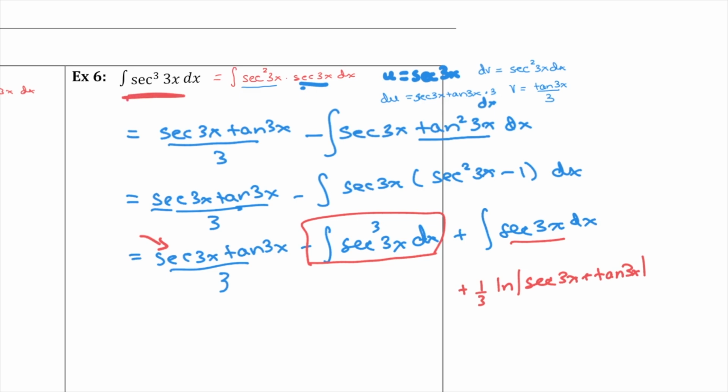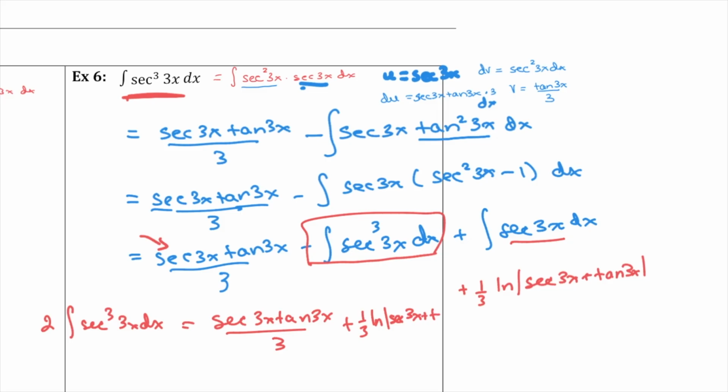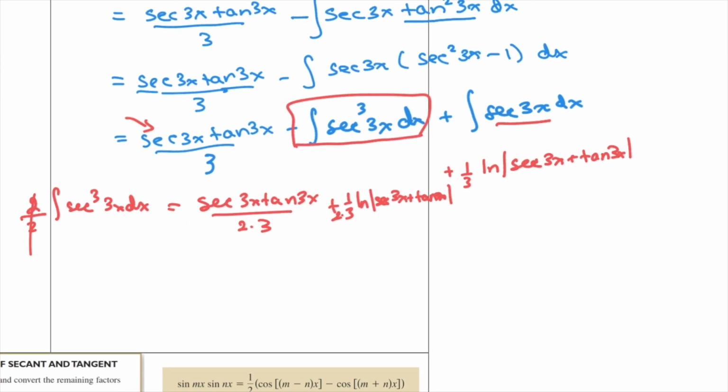So we're going to add that to both sides, and we now have 2 times the integral of secant cubed 3x dx is going to be equal to secant 3x tangent 3x divided by 3 plus 1/3 natural log absolute value of secant 3x plus tangent 3x. Then we will divide by 2, and the only thing left is to throw on our plus c. So that's not written very neatly.